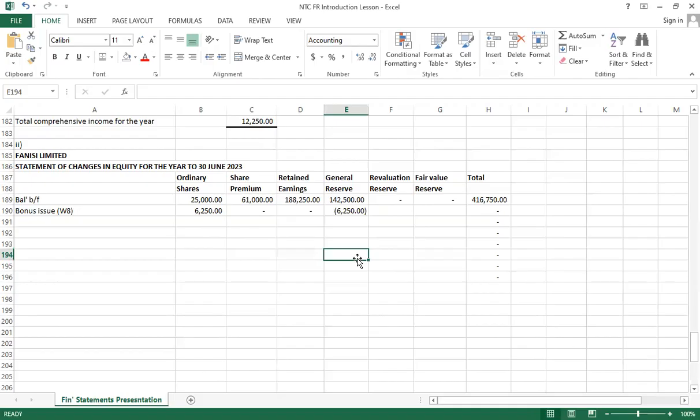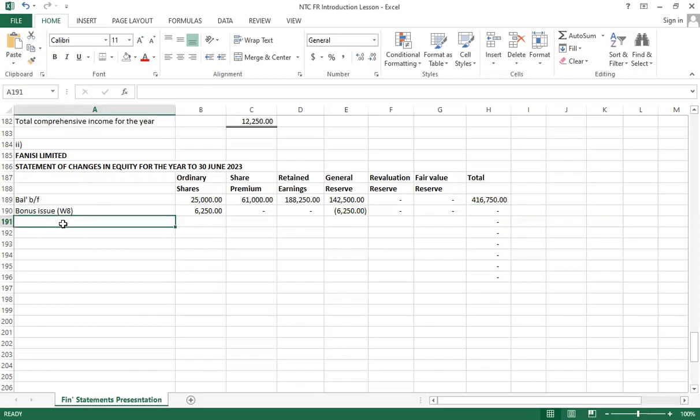So debiting general reserve means that you decrease the general reserve by that figure. So it's a positive under ordinary shares, and then you minus under the general reserve. When I go to the revaluation reserve, it's a nil. The fair value reserve, it is also a nil. The total column will have a 0 because the positive and the negative cancel. The two cancel. So the total is then a 0. All right. Let's go to the retained earnings.